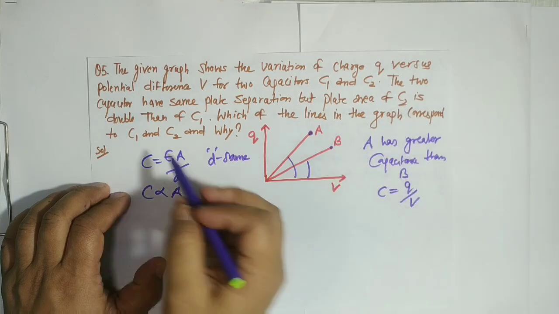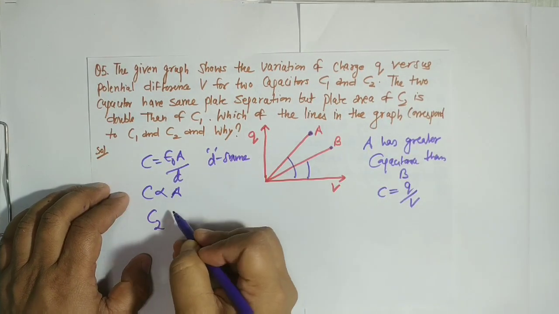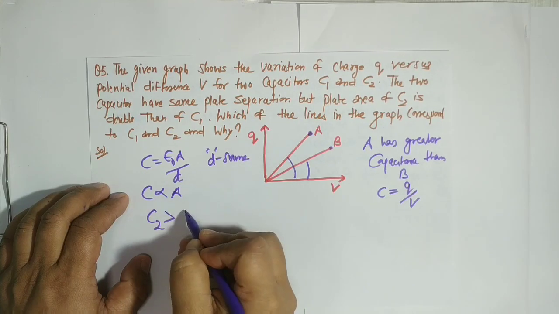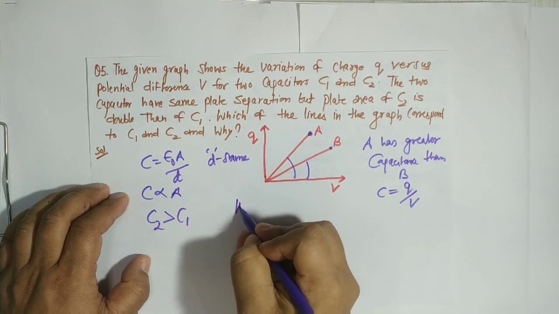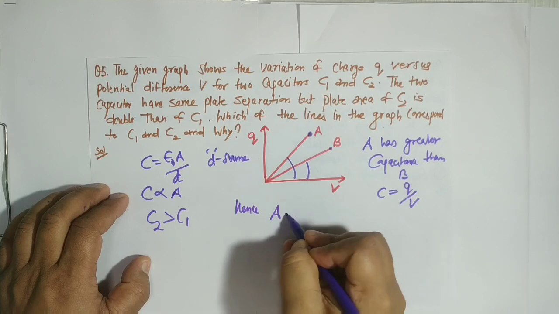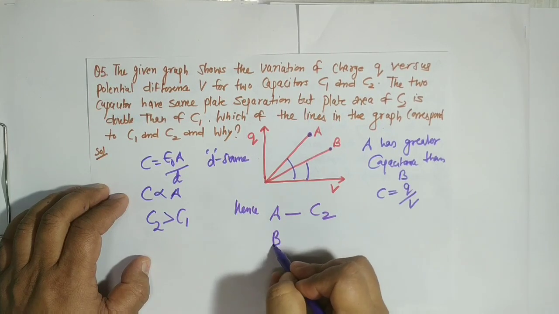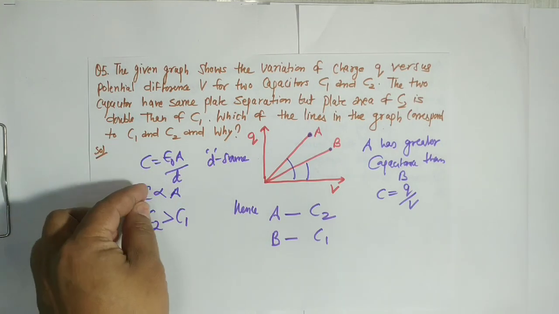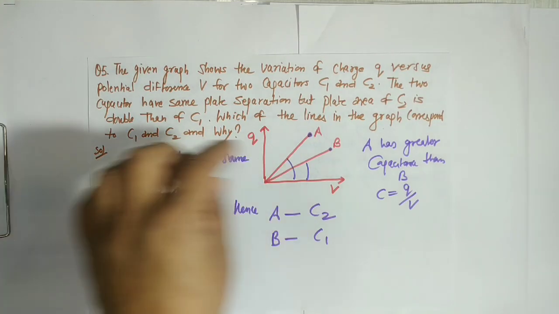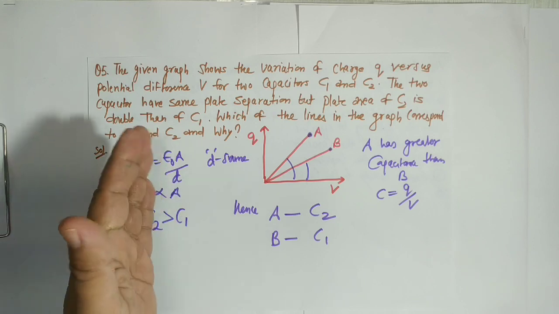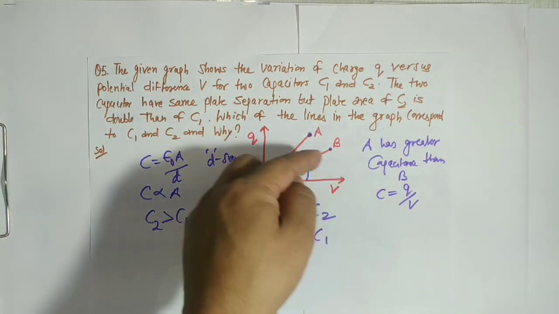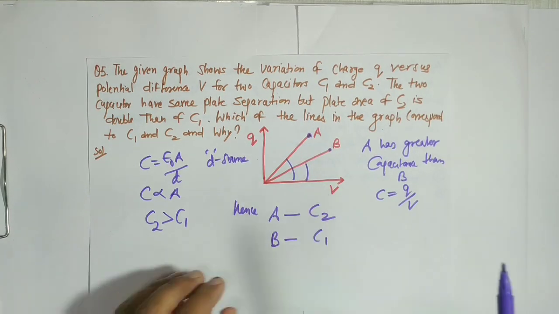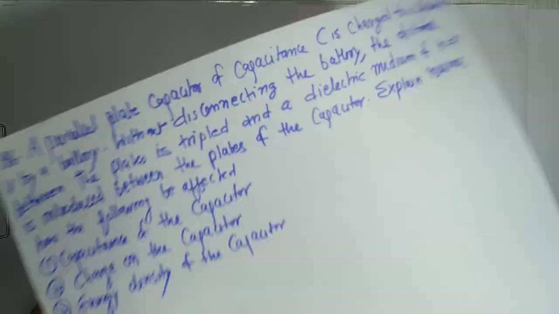Now C is directly proportional to the plate area A. Remember? And C2 has double the area of C1. So C2 is greater than C1. So hence A is C2, and B is C1. So very simple question. C is this, D is the same, C is directly proportional to area. So C2 is greater than C1. So C2 will have more capacitance. And if you see the slope of the graph, which has more capacitance? A than B. So this is simple.